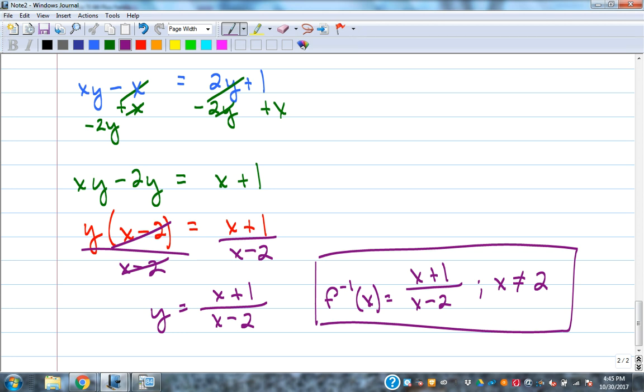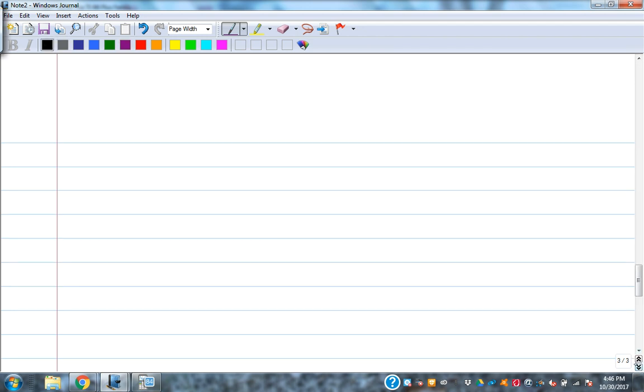That's really as tough as they get. The fraction ones where you have to do that factoring trick are as hard as they get. With finding the inverses, they don't get much more difficult than that. All right, now let's look at verifying inverses.